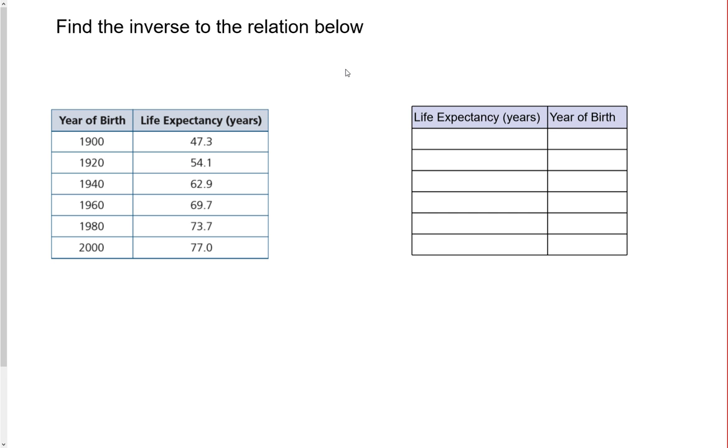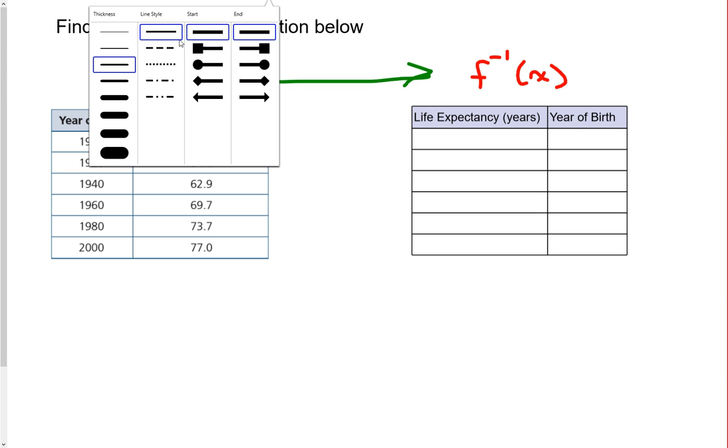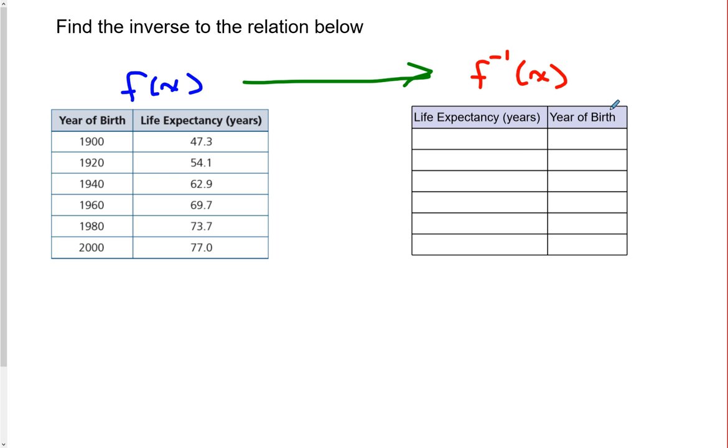But we want to do the inverse. So an inverse with a relation like this, when we know the variables, we're just essentially switching how we would graph them. Which ones would go on the x and which ones would go on the y. So when we're doing a table of values, we're starting with our f of x right here, and we're going to head over to our f inverse of x, our inverse. And all we have to do is basically just switch the columns. So this is going to be 47.3, this is going to be 54.1, and so on and so forth.